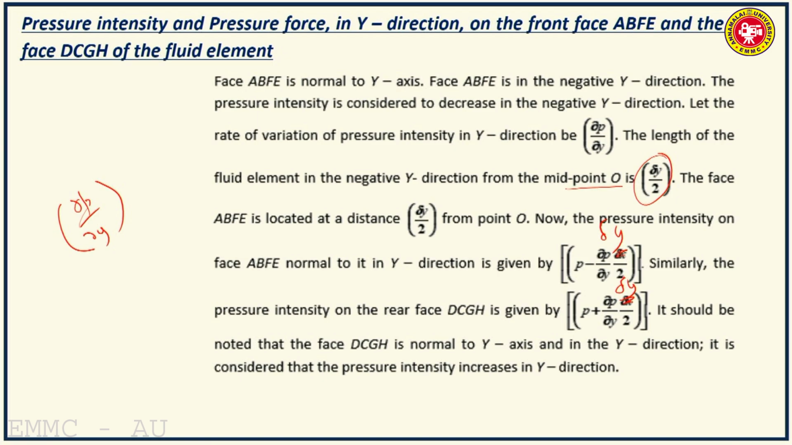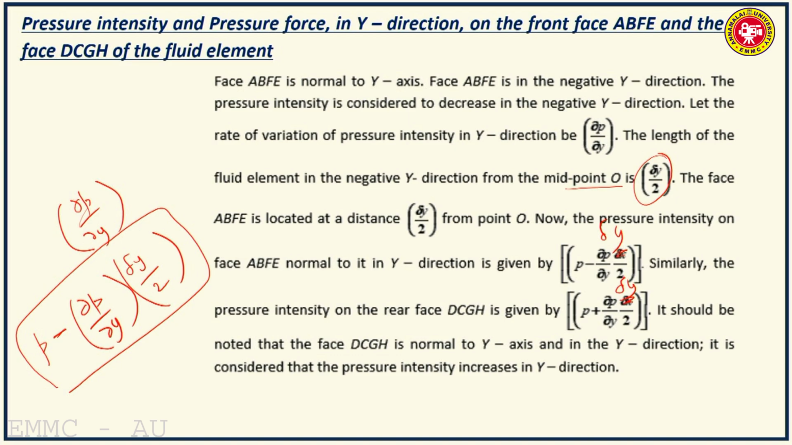The pressure intensity on the face ABFE normal to the Y direction is given by P minus dou P by dou Y delta Y by 2. P minus dou P by dou Y gives you the variation of pressure intensity in the Y direction. You have to consider the variation over a distance delta Y by 2 from midpoint O, in the negative Y direction. So minus is because of the negative direction. So this gives you the pressure intensity normal to the face ABFE.